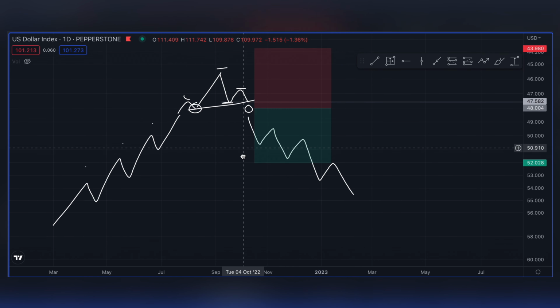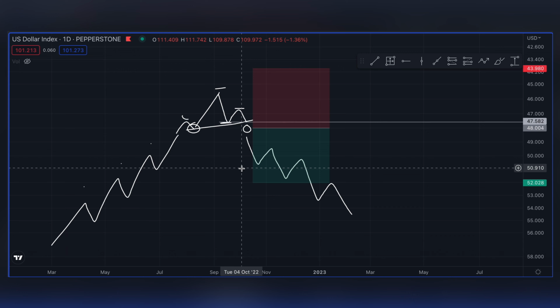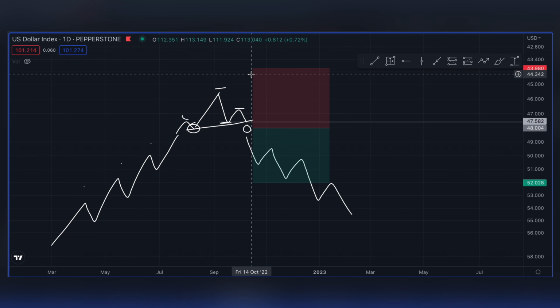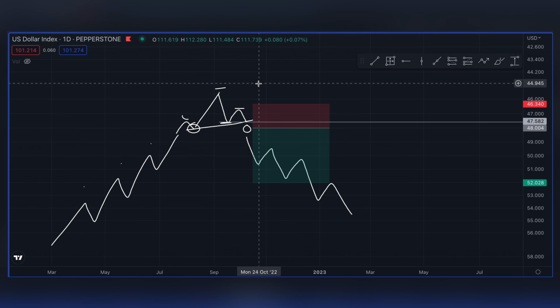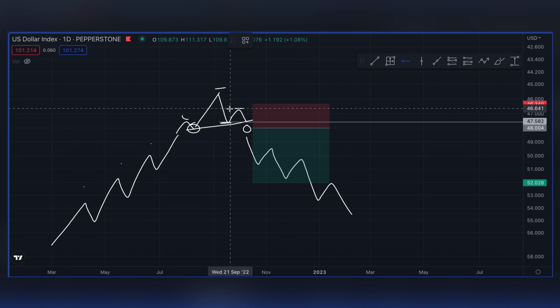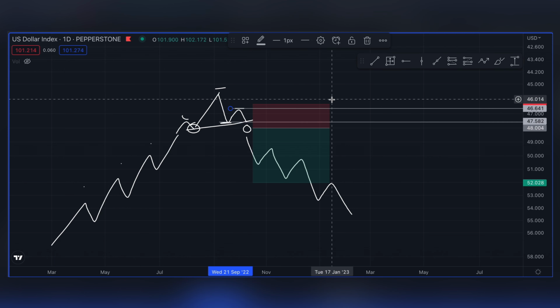Okay, and where are you going to put your stop loss? You're going to put your stop loss above this previous high. Why so? I will explain it. When you have a candle which closes higher than this high, it will mean that your highs are not getting lower anymore. So it means no downtrend anymore.